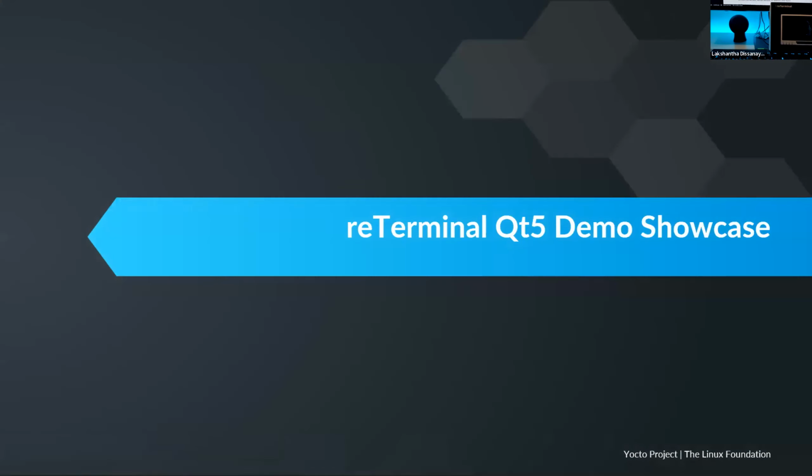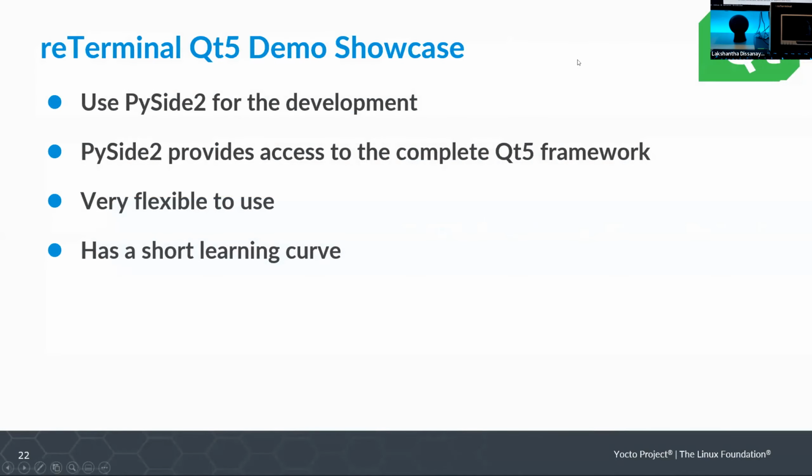Next is the reTerminal Qt5 demo. This is also included with the reTerminal Yocto compilation. Here, we have used PySide2 for the development. PySide2 is the official Python module from the Qt for Python project, which provides access to the complete Qt5 framework. Qt for Python allows you to build interactive user interfaces in a more user-friendly way. It is also very flexible to use and has a short learning curve. So if I move back to my other screen, I will show you that demo also.